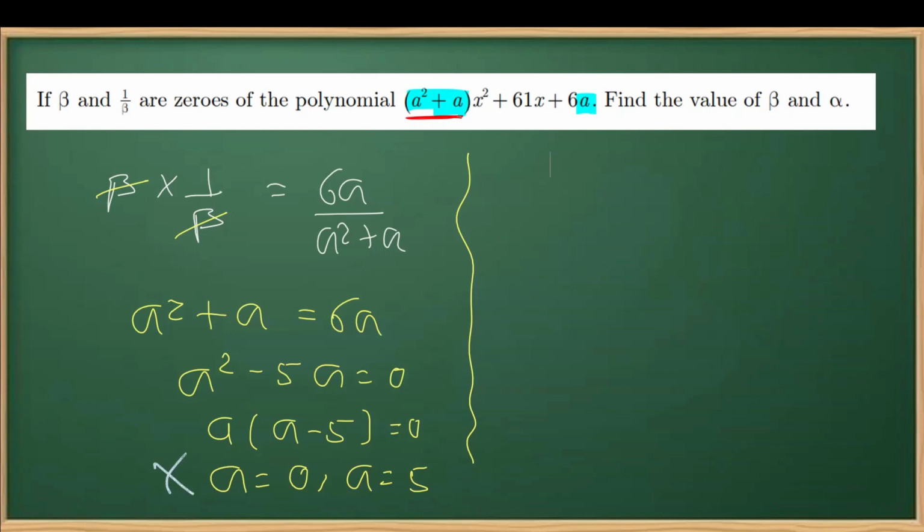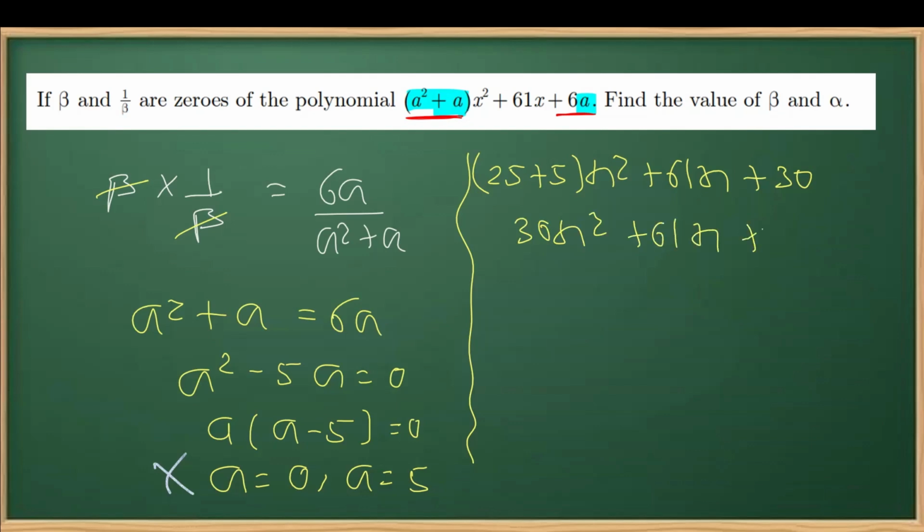Now, considering the other value of a, which is 5, I'm going to replace a with 5. So 5 square is 25, plus 5, times x square, plus 61x, and then again replacing a with 5, 6 times 5 is how much? 30. So 6 into 5 is 30, and 5 square plus 5 is also 30. So that gives you 30x square plus 61x plus 30.